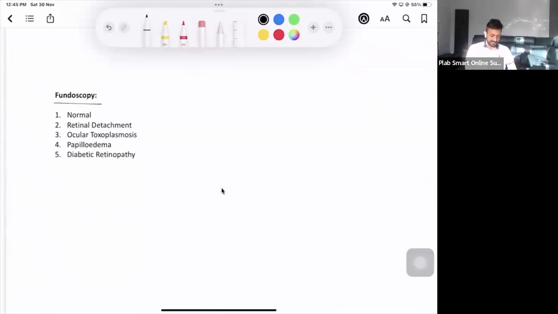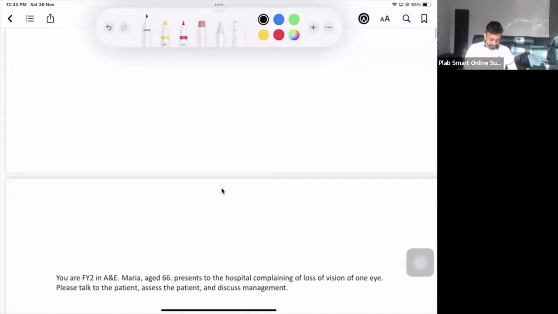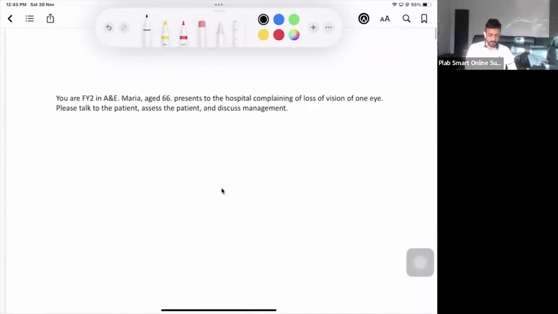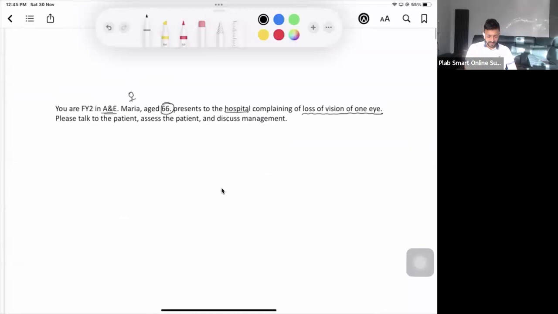For fundoscopy, I'll discuss these 4-5 scenarios: normal fundus, retinal detachment, ocular toxoplasmosis, papilledema, and diabetic retinopathy. Let's have a look at this scenario. You're an FY2 in A&E. The patient is a 66-year-old female who presents to the hospital complaining of loss of vision in one eye. Talk to the patient, assess the patient and manage.